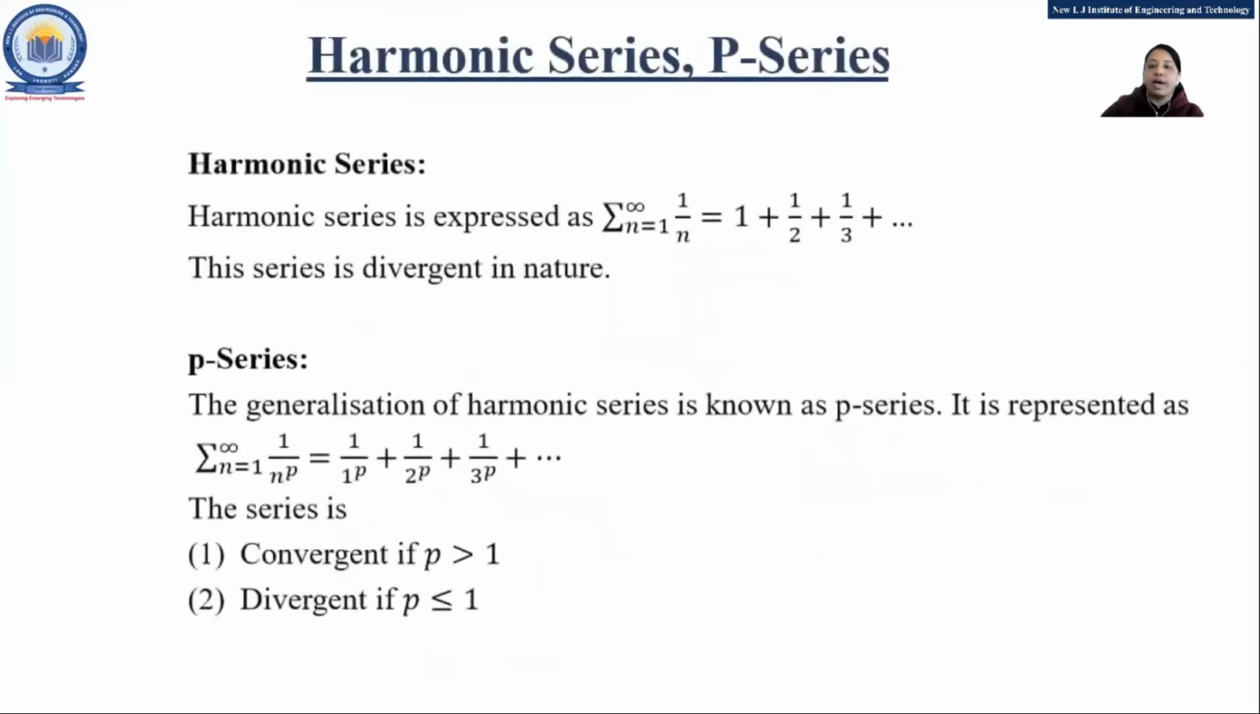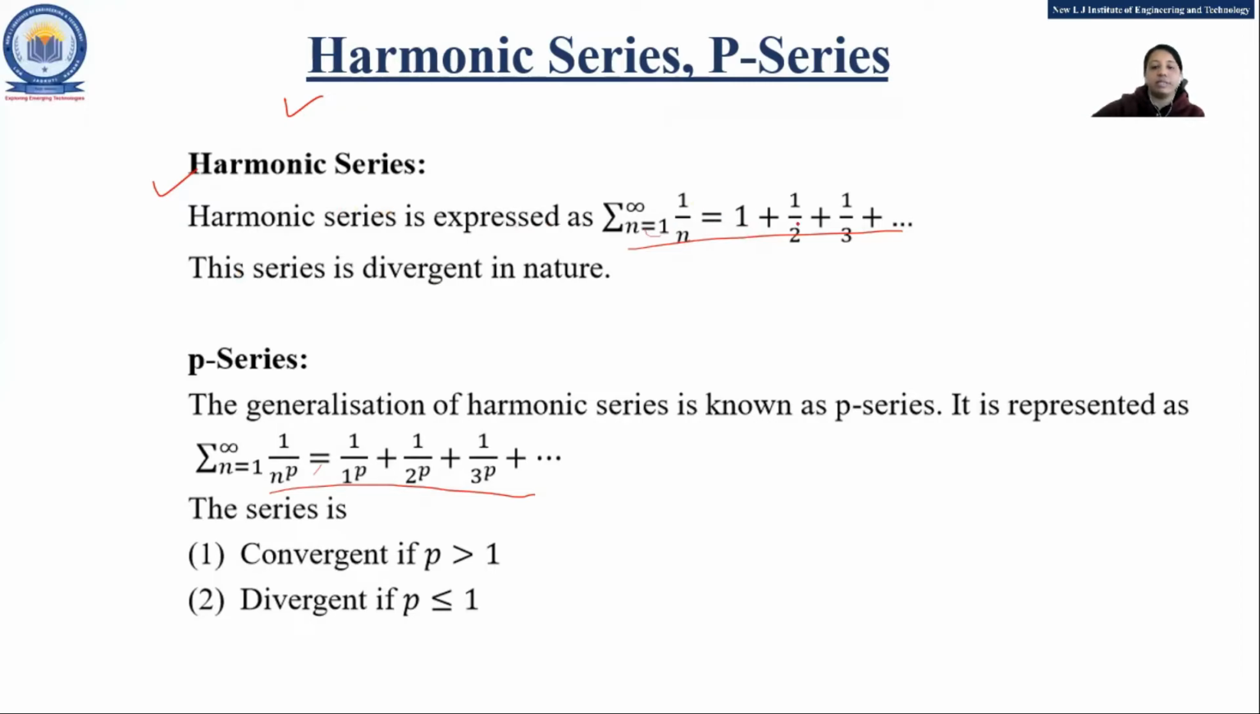Now we'll move to the definition of harmonic series and P series. In that, you need to remember the definition. That means if you find this type of series, then it is either convergent or divergent. Directly you can write, no need to go into the details. First is the harmonic series. The harmonic series is expressed in this way: summation of 1 by n.